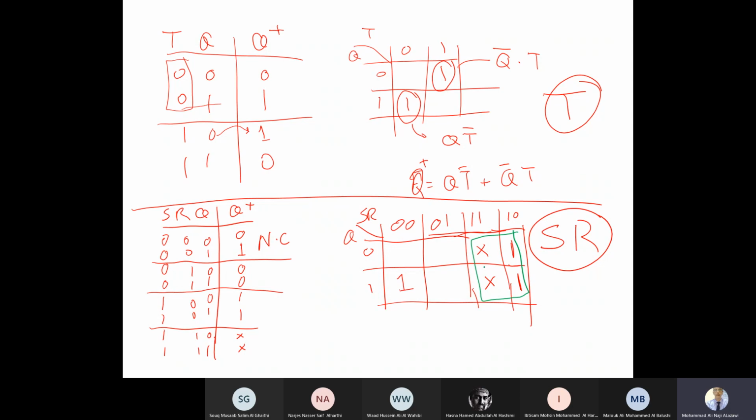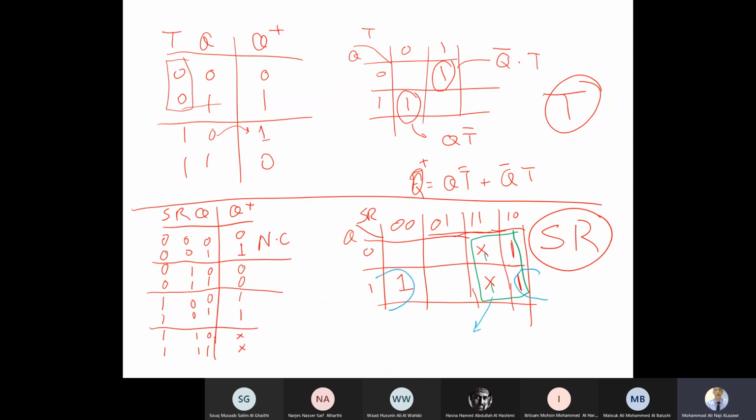I have here the don't care cases. I've considered them as ones. I told you, if you remember, whenever it's useful to consider it as one, use it as one. Wherever you feel it's useful to use it as zero, use it as zero. So I consider it here as one. So this is the first group. The second group will be here.